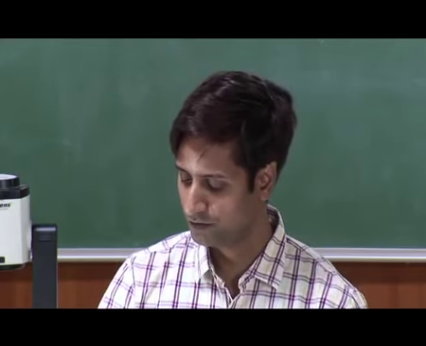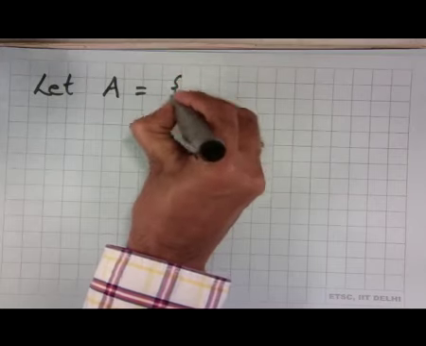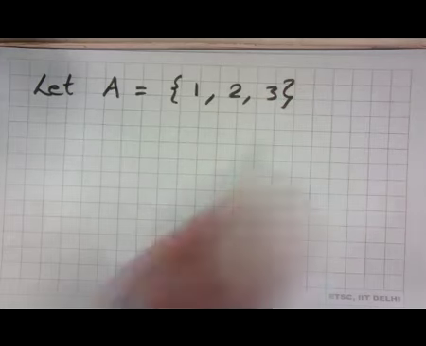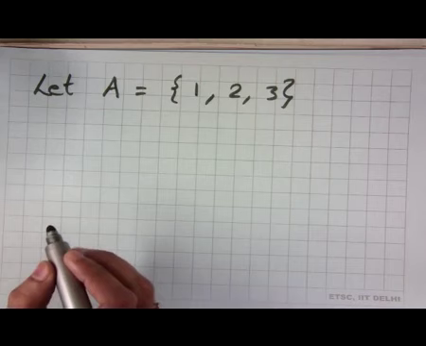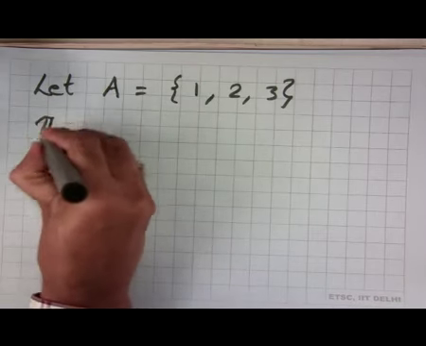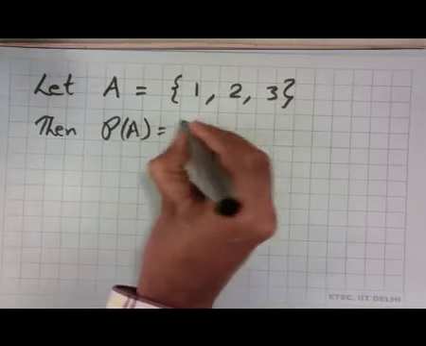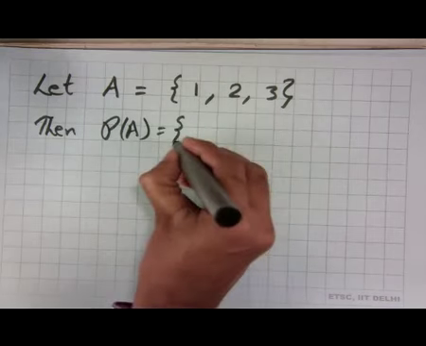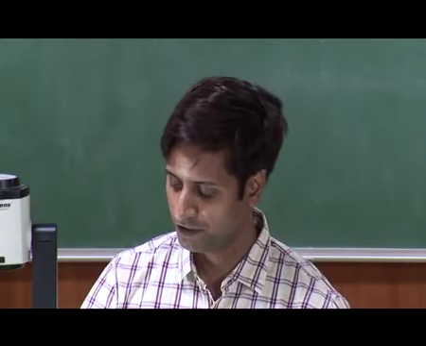So, suppose A is equal to {1, 2, 3}. A consists of these 3 elements 1, 2, 3. Can you write down what is the power set of A? So, first of all, empty set is a subset of every set. So, empty set is in the power set.